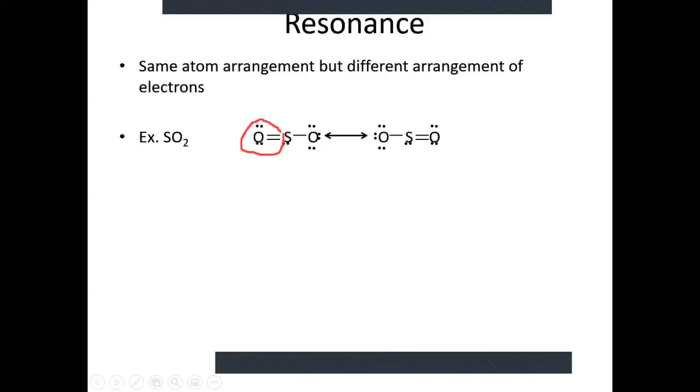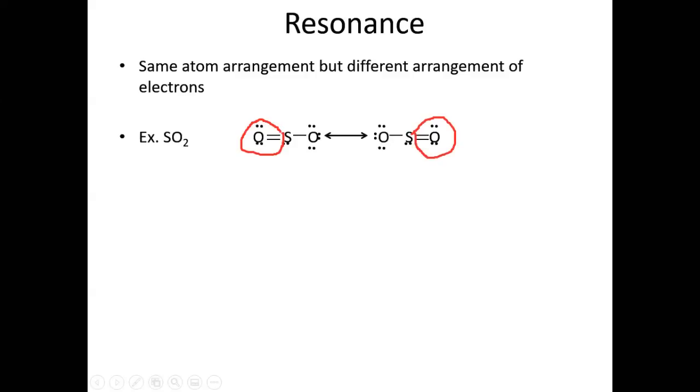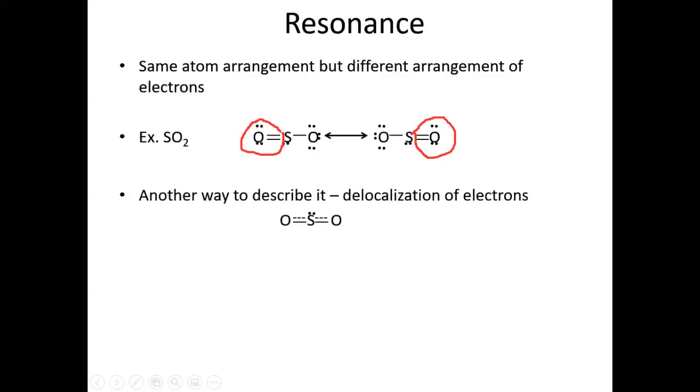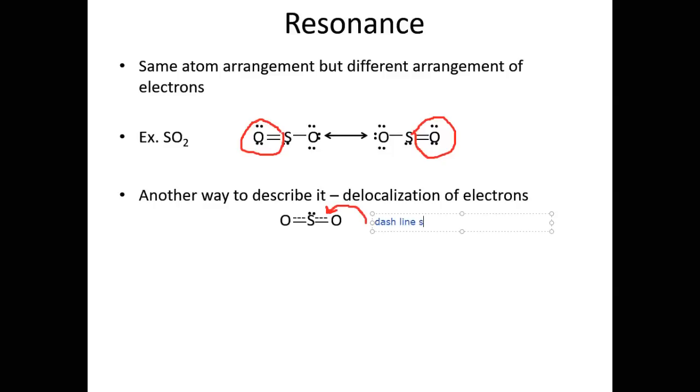which side you put the double bond. It could be here or it could be here. The fact is it flips back and forth between the two positions. So in actuality, it's what we call delocalized. So that double bond is delocalized over the two oxygens. It flips back and forth. And the way we describe resonance is we use a dashed line. So this dashed line signifies that the double bond alternates between the two oxygens. So that's what we mean by resonance.